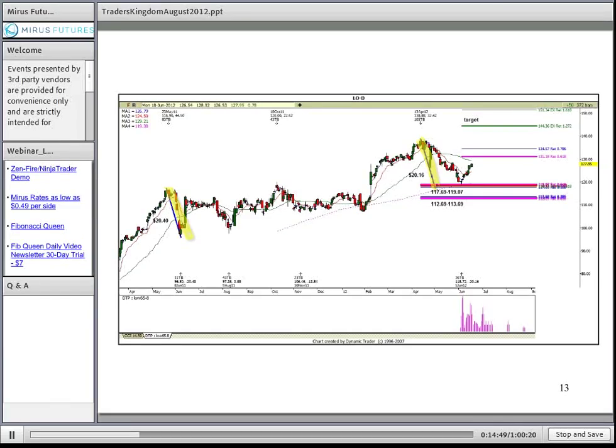Okay, so the first area that stood out was 117.69 to 119.07, and it included symmetry. The larger pattern was still in an uptrend, so that's why I was looking at the buy side. And we knew that if this last low held, the target for the trade setup was going to be this 144.36 area. So your risk was going to be just underneath this cluster zone.